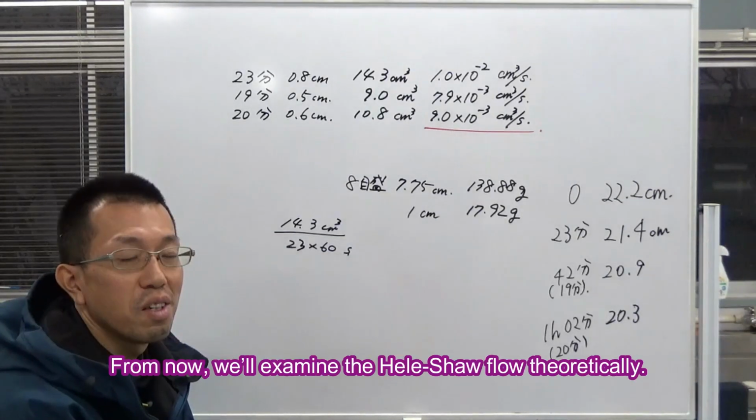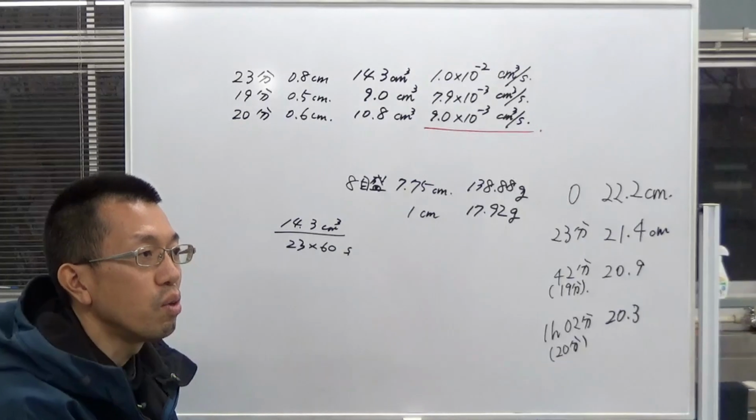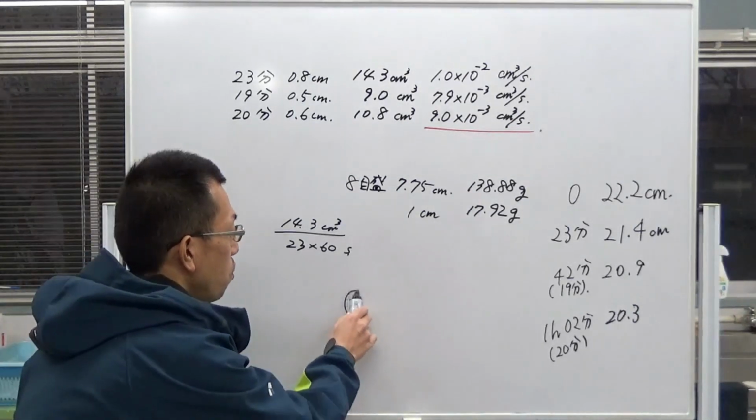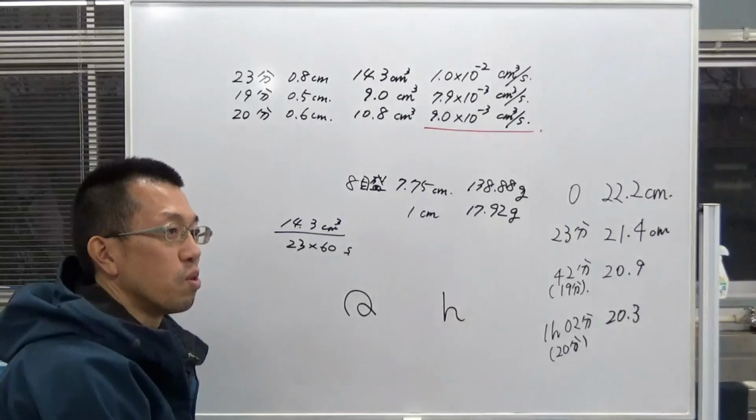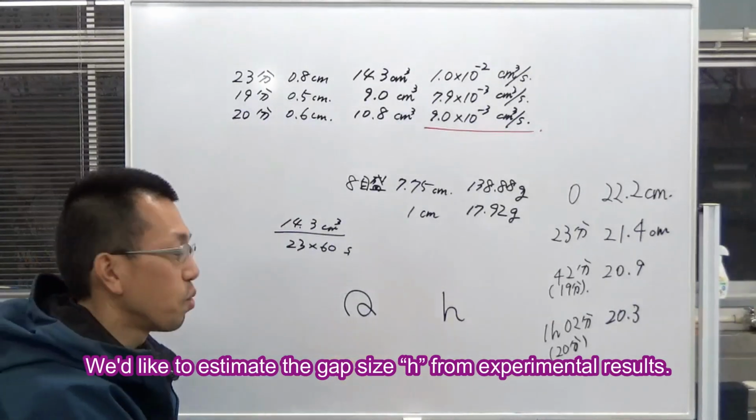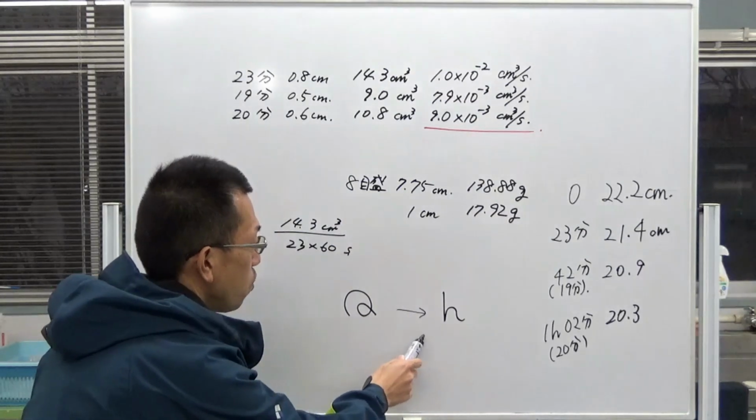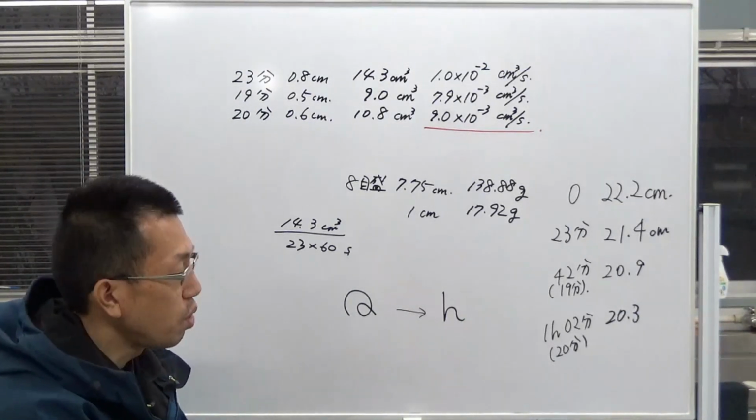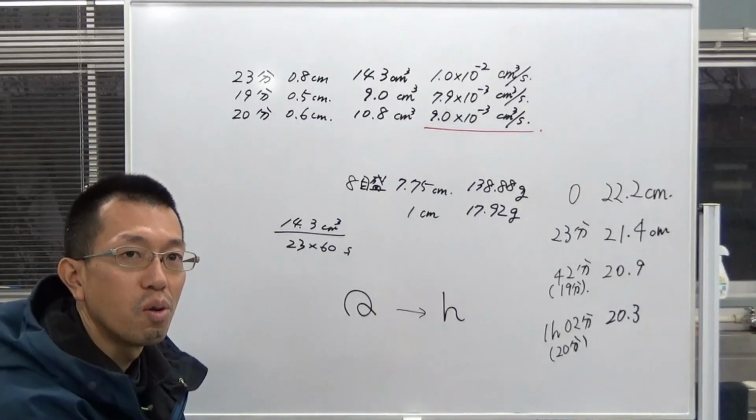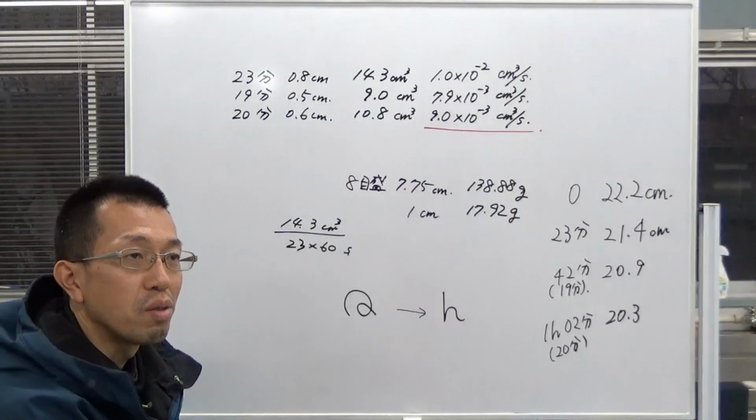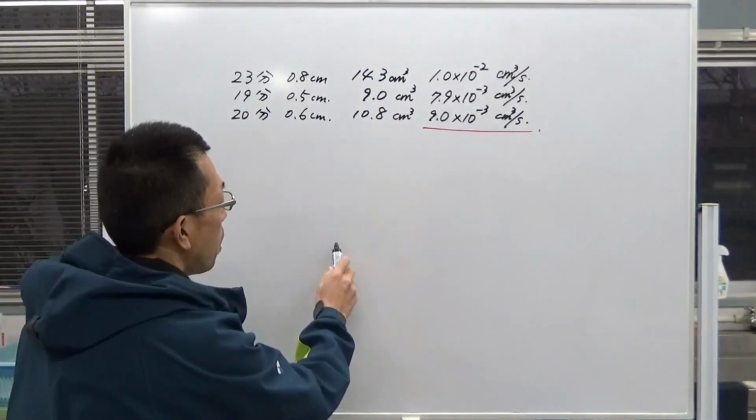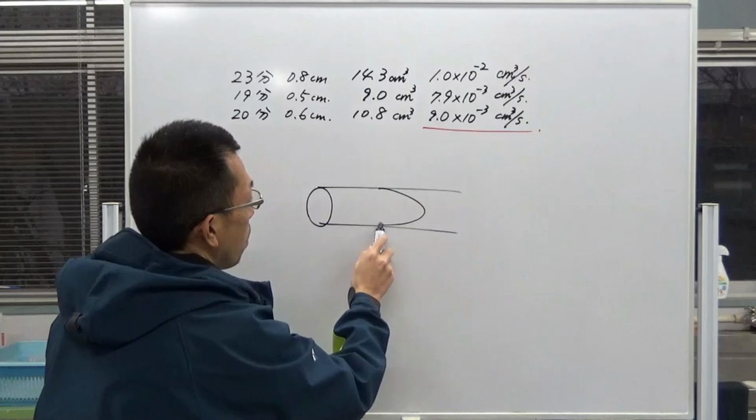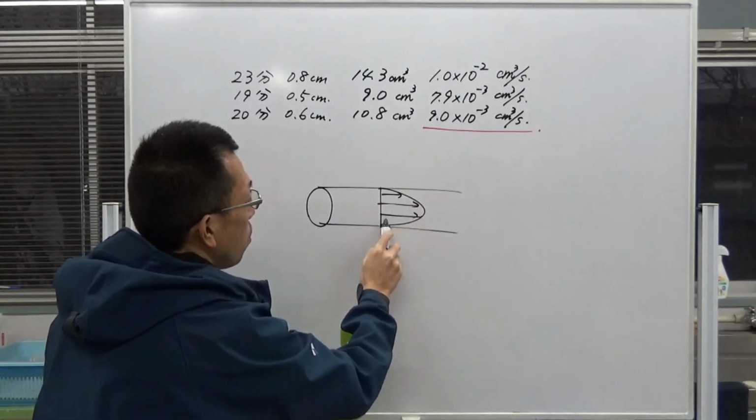From now, we'll examine the Hele-Shaw flow theoretically. We'd like to get a relationship between flow rate Q and gap size H to estimate H from experimental results. Hele-Shaw flow has already been investigated by researchers. This is a hydrodynamic problem. Why don't we take a look at the theory? Okay. Do you know Hagen-Poiseuille flow? It's a flow in a circular pipe. You know that velocity distribution is like this.